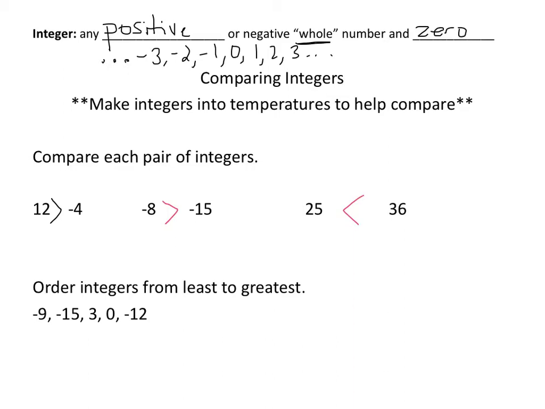Now I want you to go ahead and pause the video and try to order the integers listed from least to greatest. Our smallest one is going to be -15 because that would be the coldest, then -12, then -9, then 0, and lastly 3 would be our greatest integer.